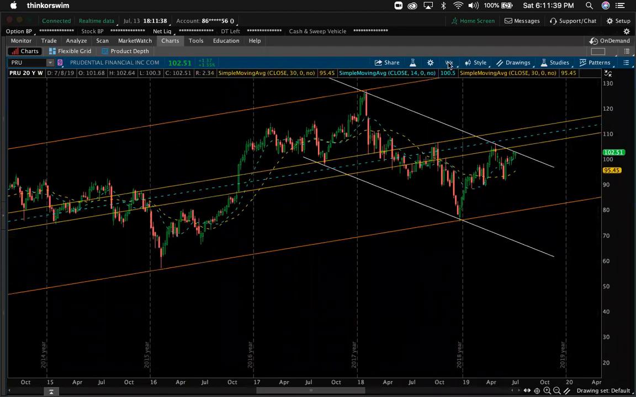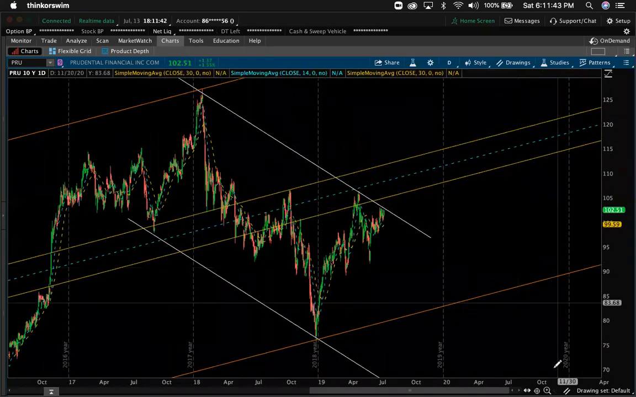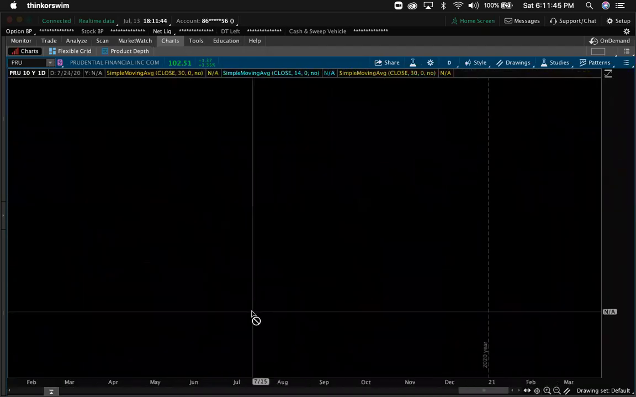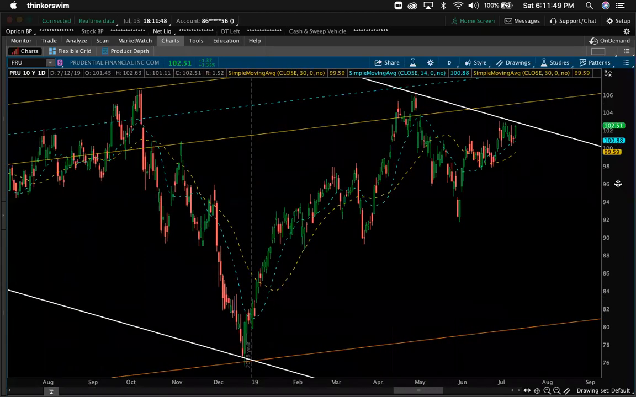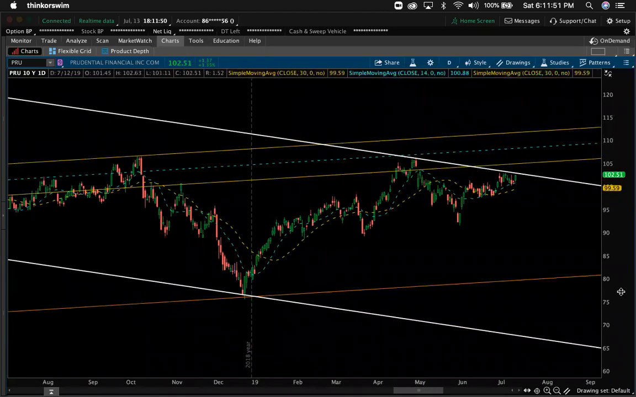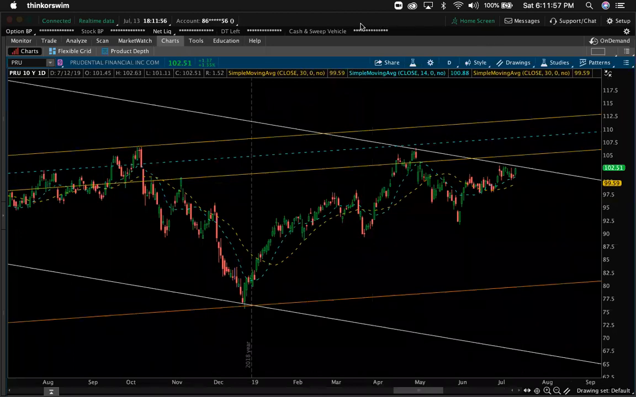I'm going to actually show you on a daily. It's more constructive on the daily than it is on the weekly. Off the back, you can see it here. You have an inverted head and shoulders, and you have a cup and handle, however you want to put it, whatever tickles your fancy.